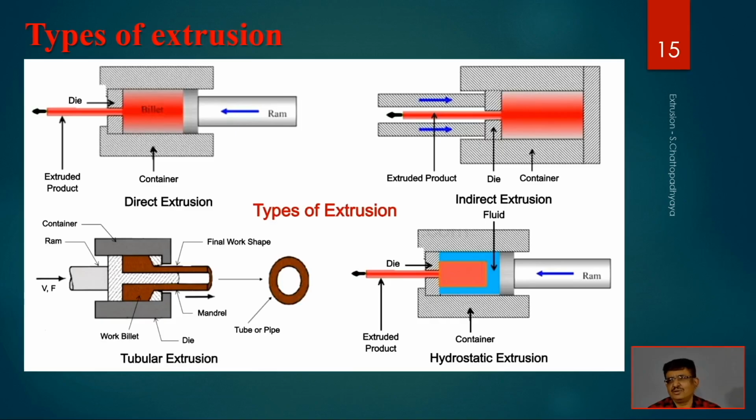So the mandrel is also a great innovation in the extrusion process, but placement of the mandrel has to be concentric, otherwise the wall thickness will not be uniform. But for seamless tube manufacturing, the tubular extrusion process is widely popular all over the world. And the fourth variety is hydrostatic extrusion.